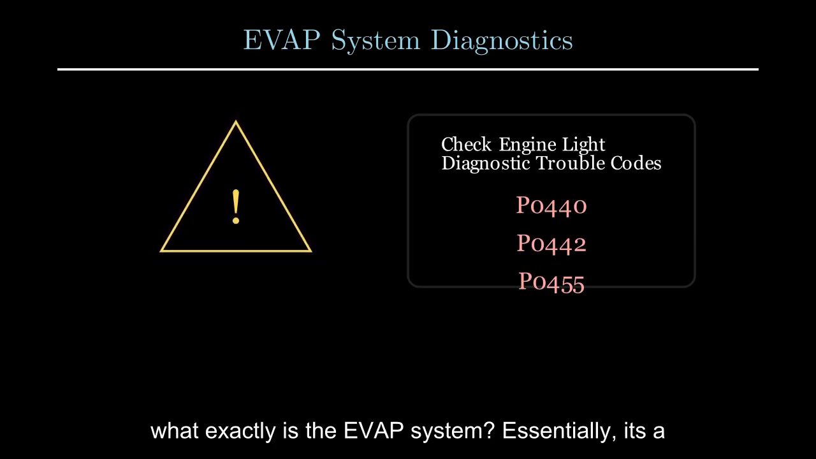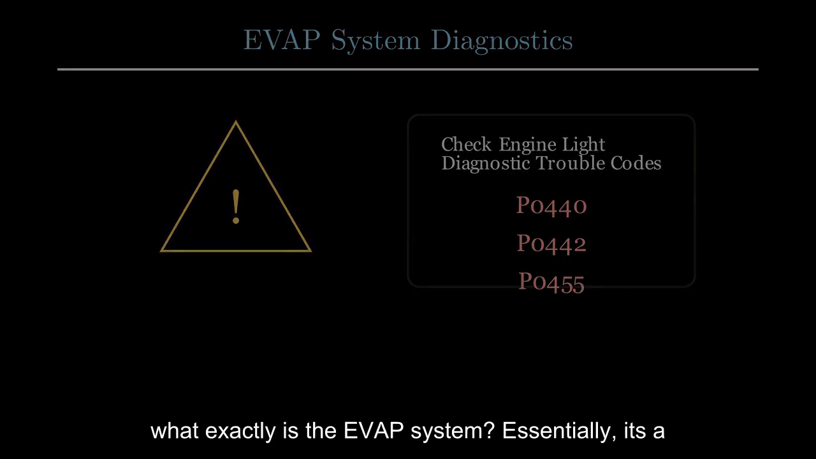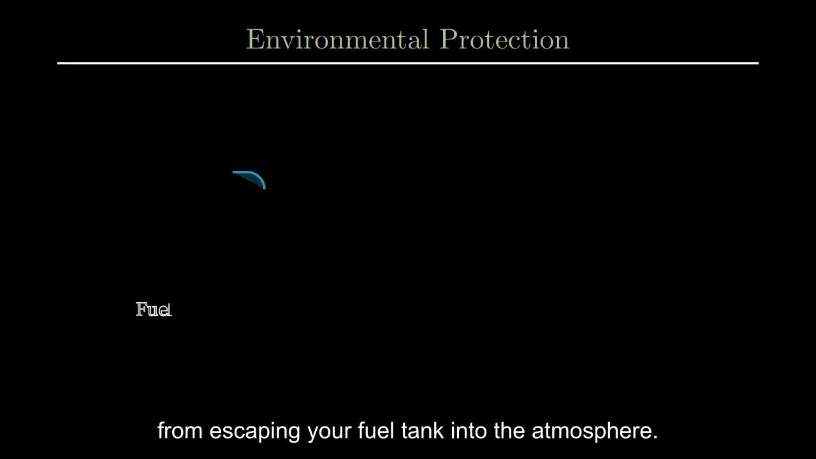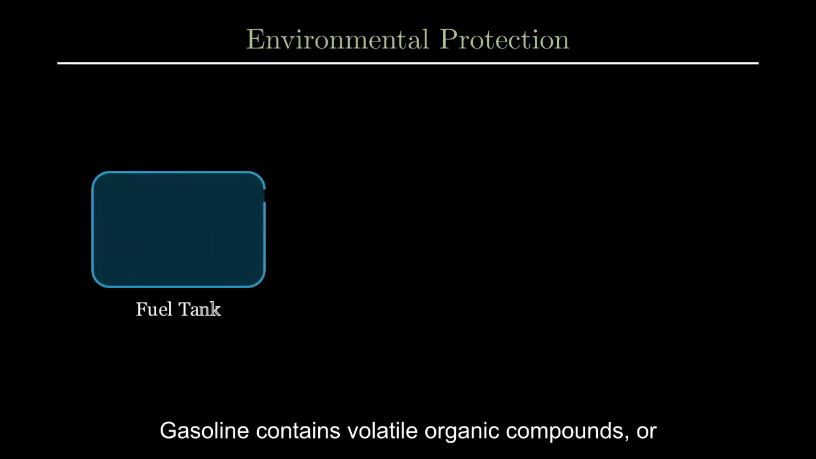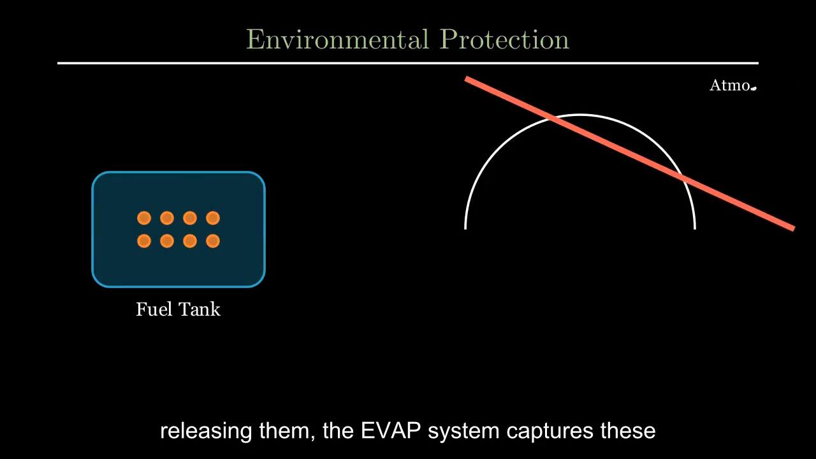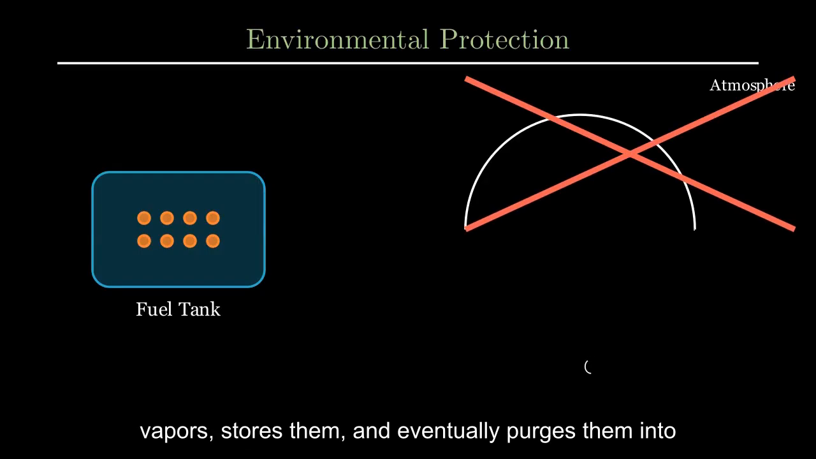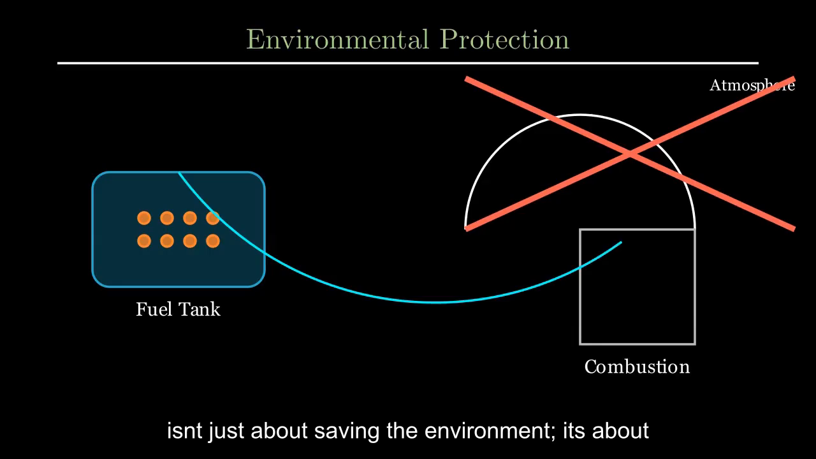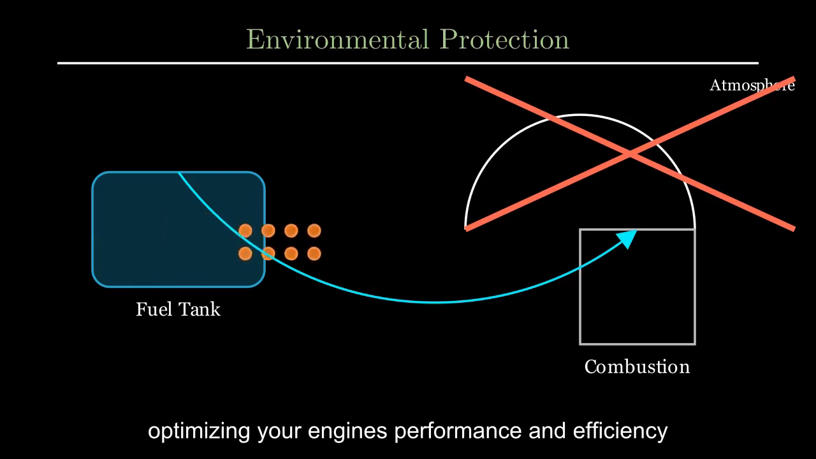So, what exactly is the EVAP system? Essentially, it's a closed system designed to prevent raw fuel vapors from escaping your fuel tank into the atmosphere. Gasoline contains volatile organic compounds, or VOCs, which are harmful pollutants. Instead of releasing them, the EVAP system captures these vapors, stores them, and eventually purges them into your engine to be burned during combustion. This isn't just about saving the environment, it's about optimizing your engine's performance and efficiency too.